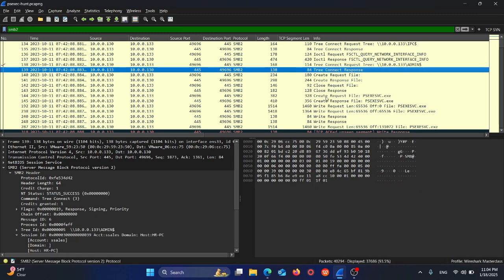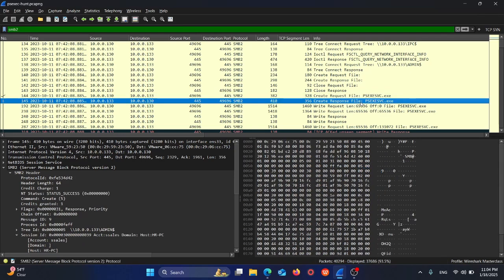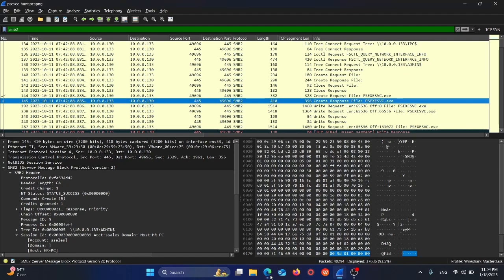three connect. He created a request file with the PSExec exe, and then he got a response, you know, successfully. So we can assume that the file that he tried to upload or tried to set up is PSExec.